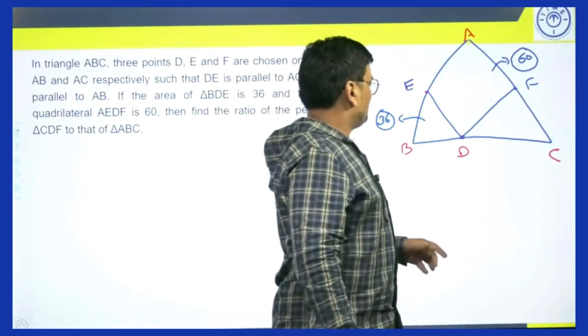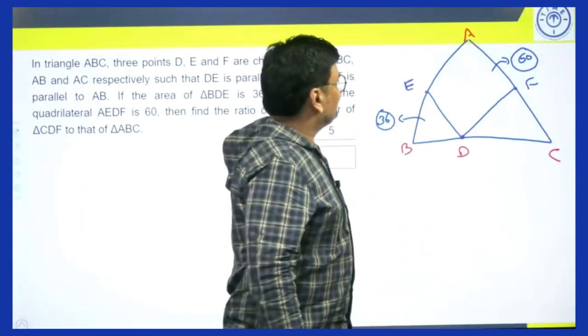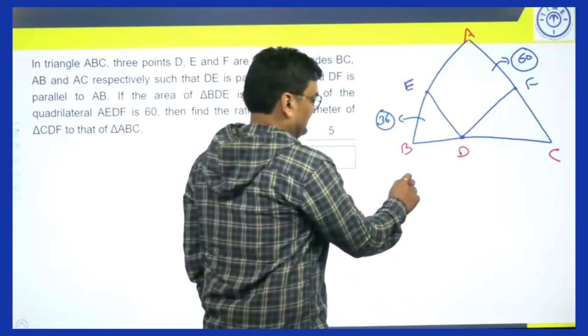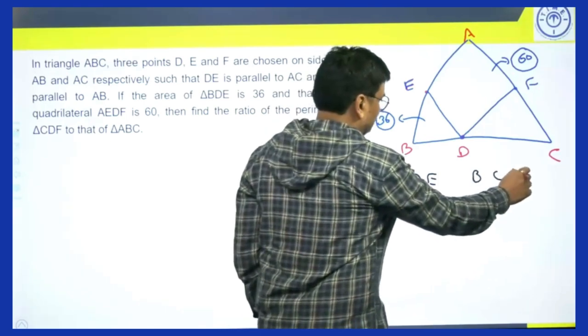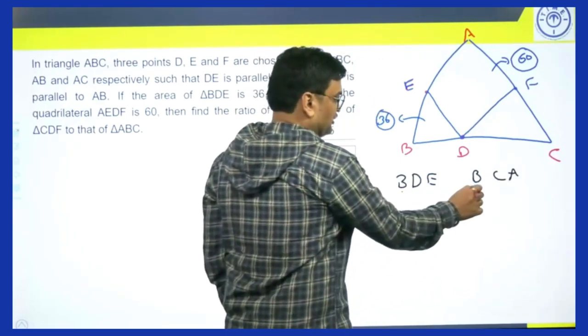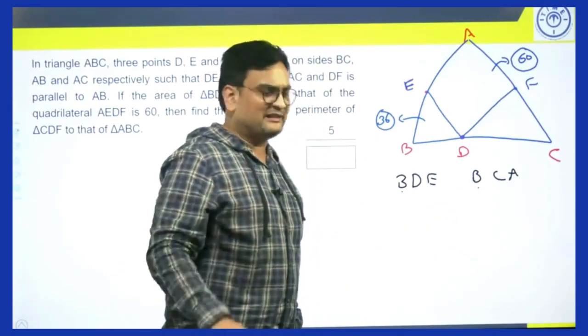Can we say, if you consider the triangle BDE and consider BCA. So triangle BDE and BCA. Look at these two. So can I say in these two triangles B is the common angle? I hope you can see that for smaller and larger, both angle B is the same.